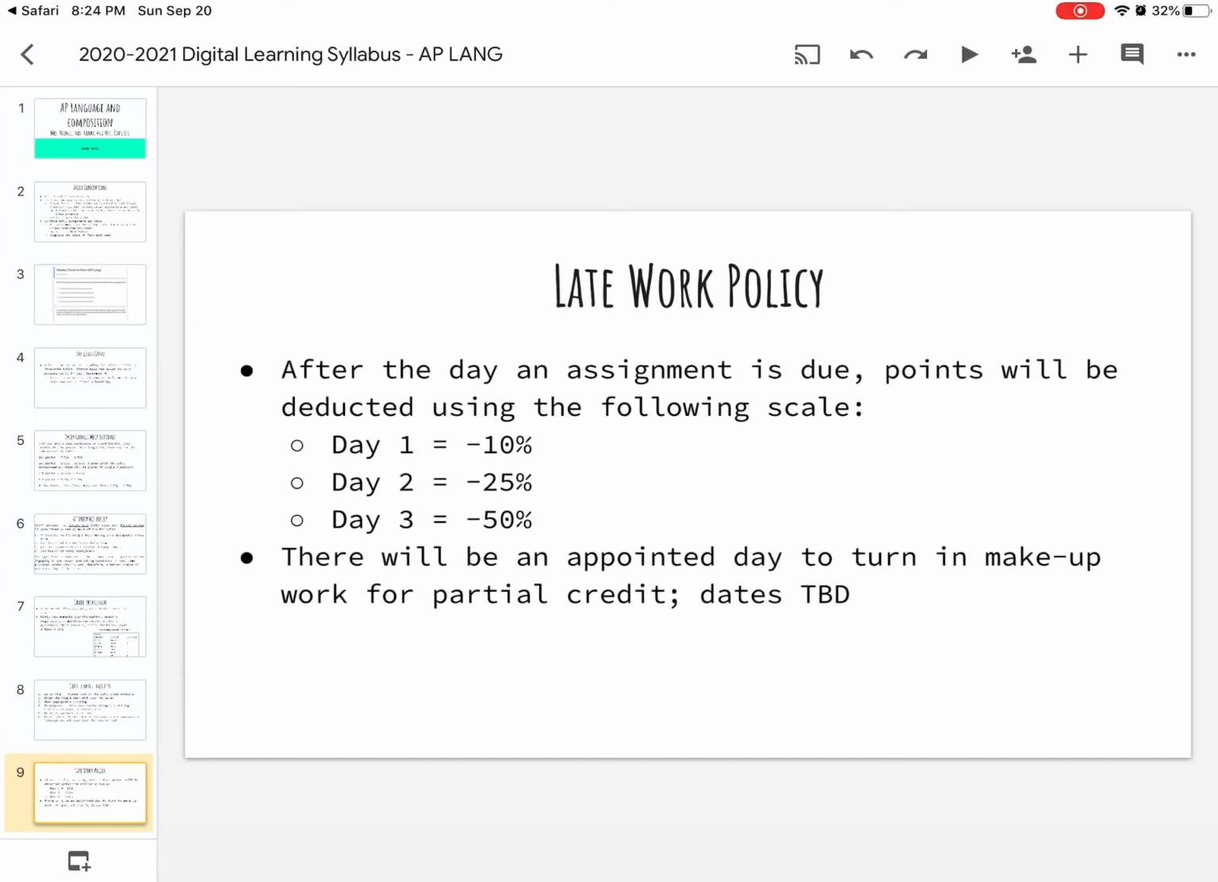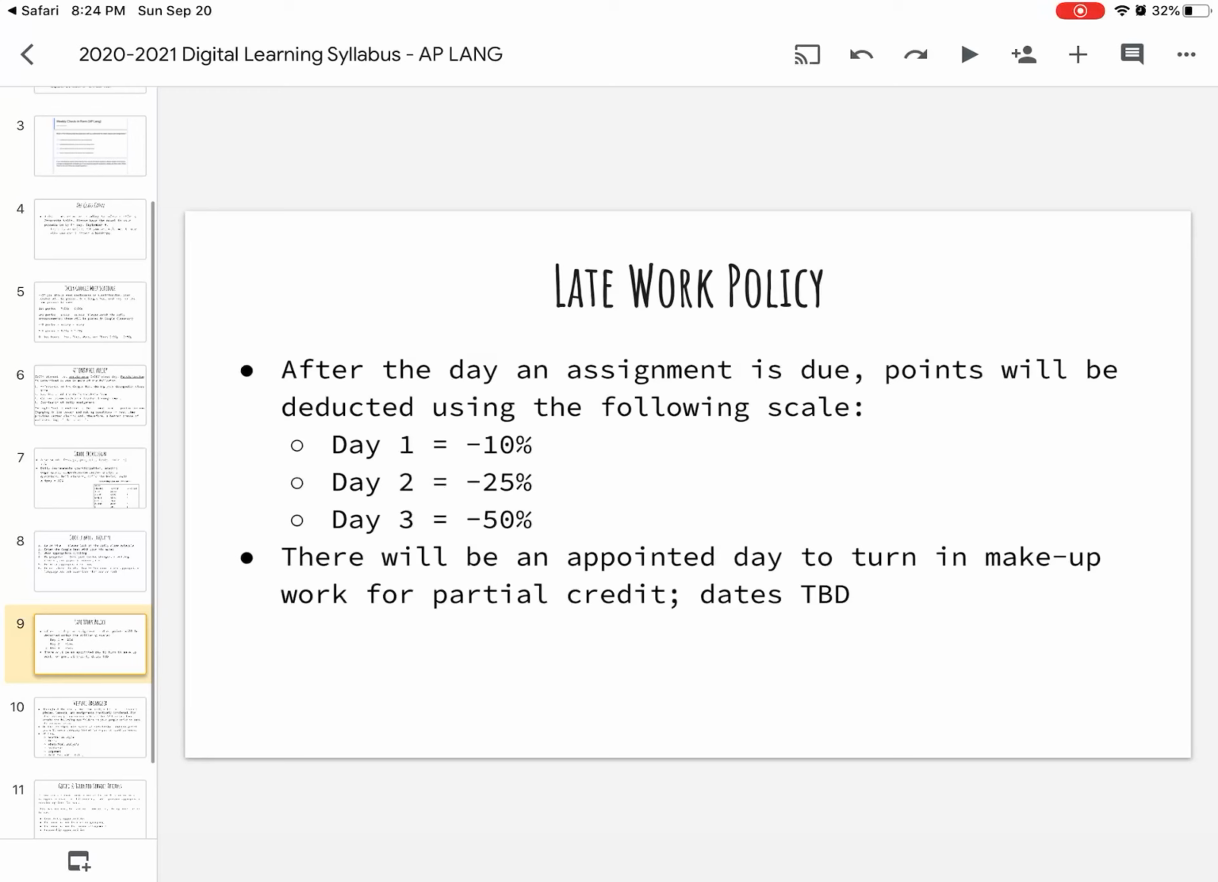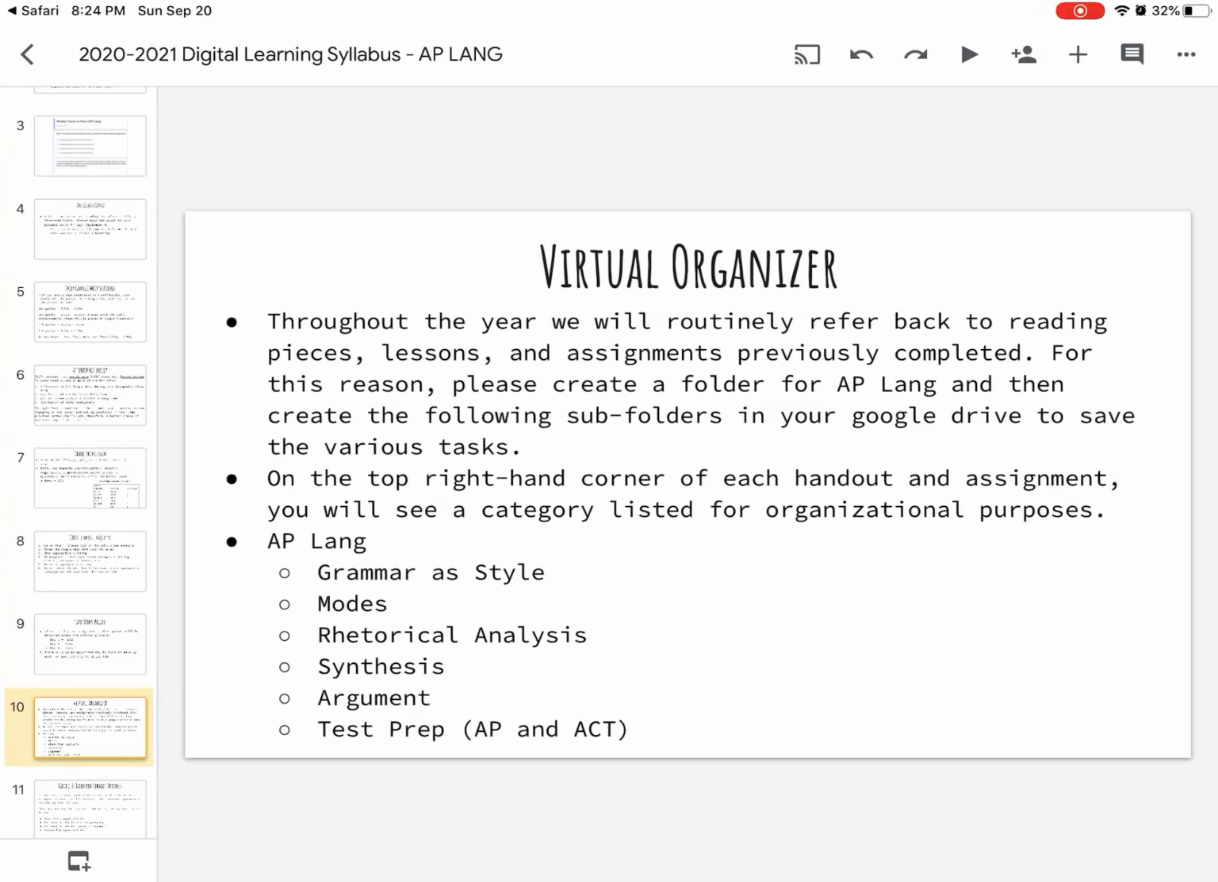So it's really, really important for a lot of reasons. That's why we have this late work policy. It's not a gotcha. It is just to encourage students to stay on task and to get things in when they're supposed to. We keep things organized. This is a year-long course, and so certainly organization is very helpful when we, for example, pull something out that we talked about earlier in the year. So we've encouraged them to keep a virtual organizer.